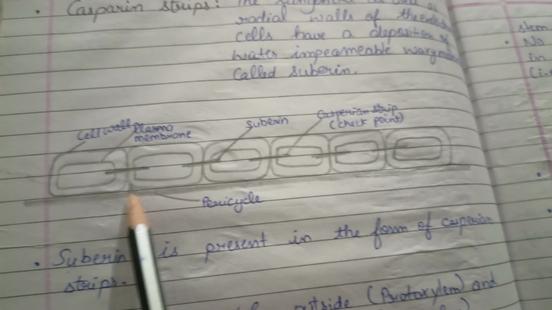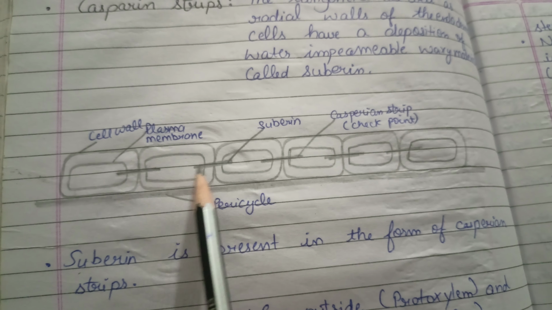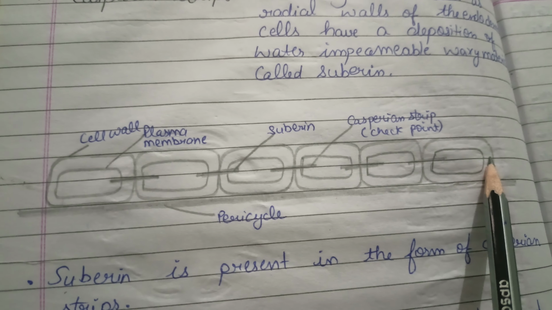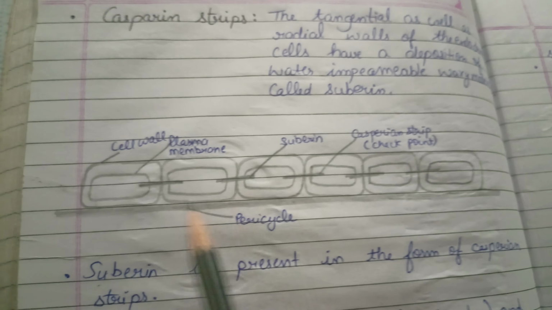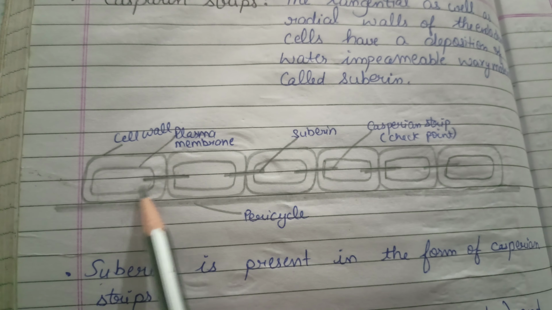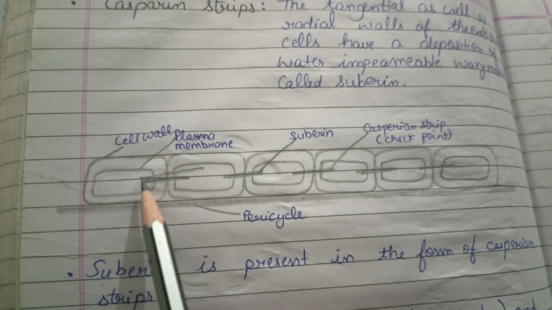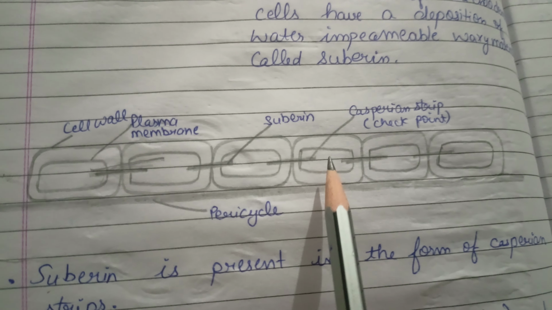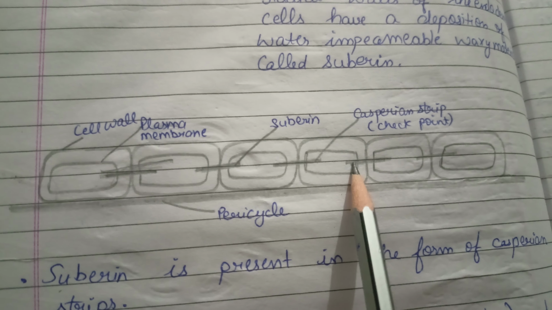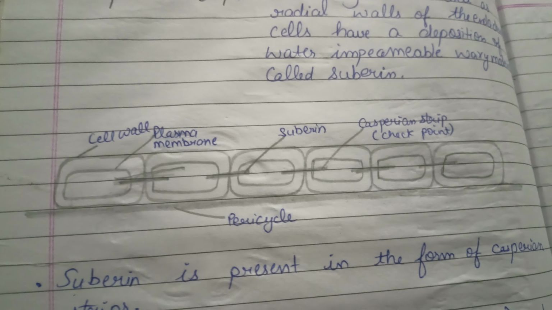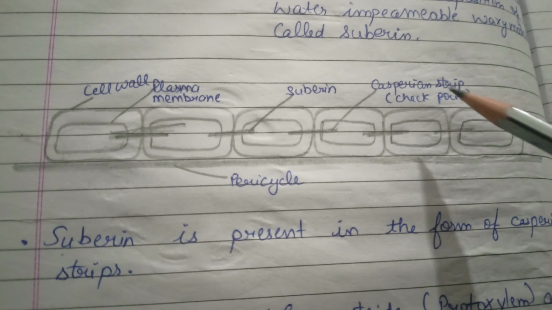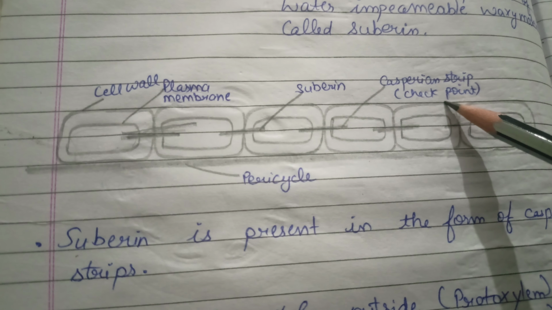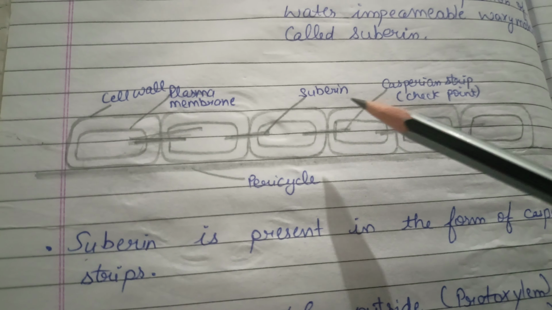Now you can see the Casparian strip. These are the endodermis cells, and I am trying to show you the structure. These are barrel shaped cells in which you can see the Casparian strips, which generally act like a checkpoint for the entry of unwanted material into the plants. Casparian strips act like a checkpoint. They will not allow unwanted material to enter along with the water.